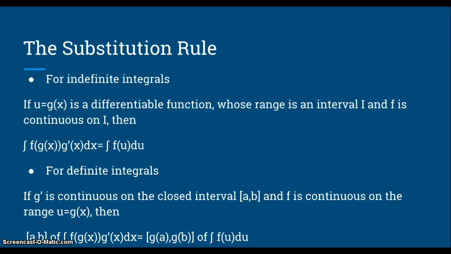For definite integrals, if g prime is continuous on the closed interval from a to b, and f is continuous on the range u equals g of x, then the definite integral from a to b of f of g of x times g prime of x dx equals the definite integral from g of a to g of b of f of u du.